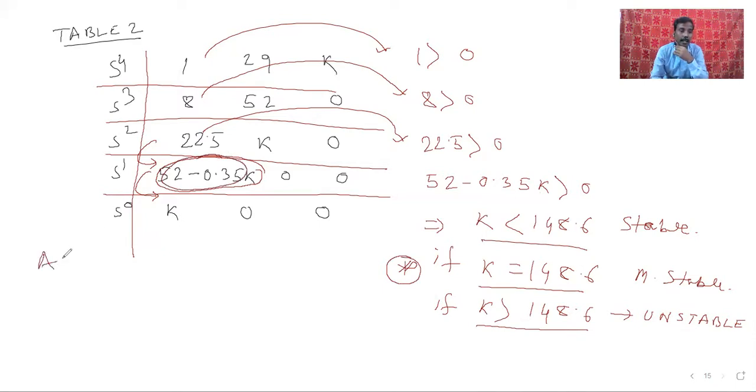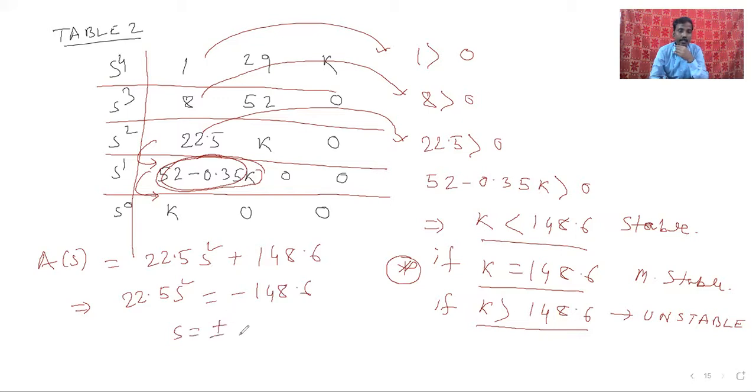And the auxiliary equation, A(S) equals 22.5 S squared plus K. K equals 148.6. Then 22.5 S squared equals minus 148.6. Or S equals plus minus root over 148.6 by 22.5. This is, I think, plus minus 2.56j.